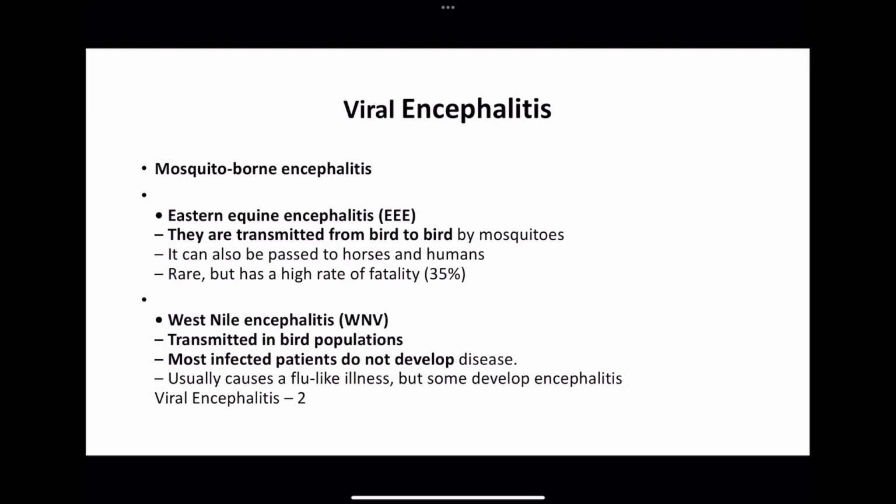It has a 5 to 10 day incubation period, and there is no vaccine. It is extremely rare but has a high fatality rate of 35%. And it is made of a single-strand RNA genome.